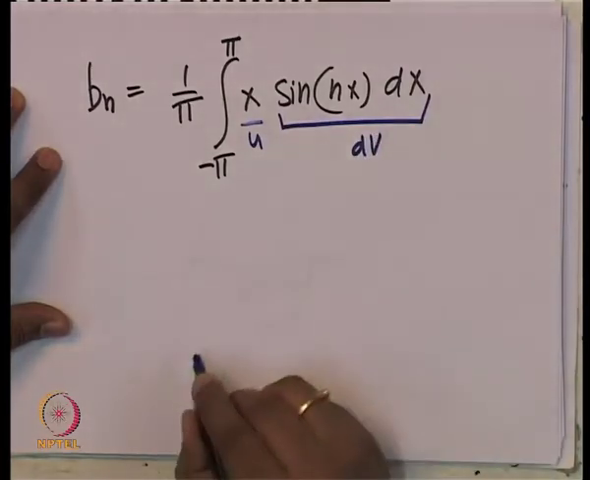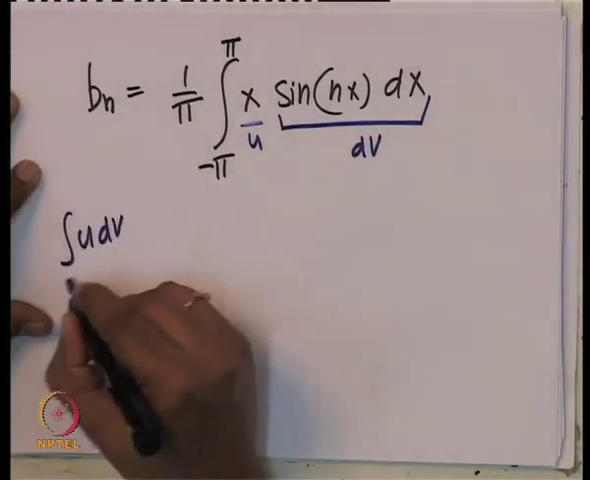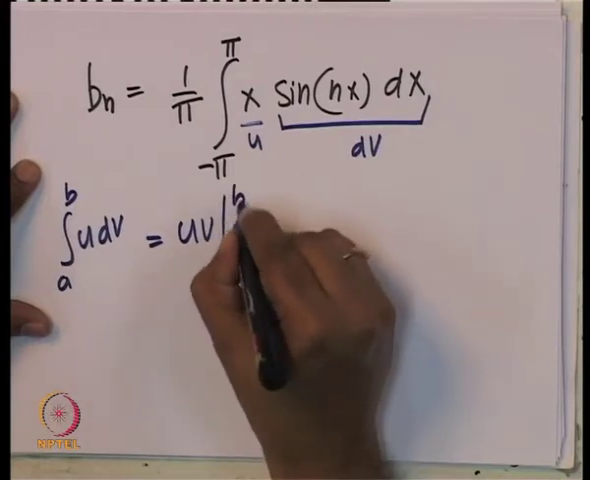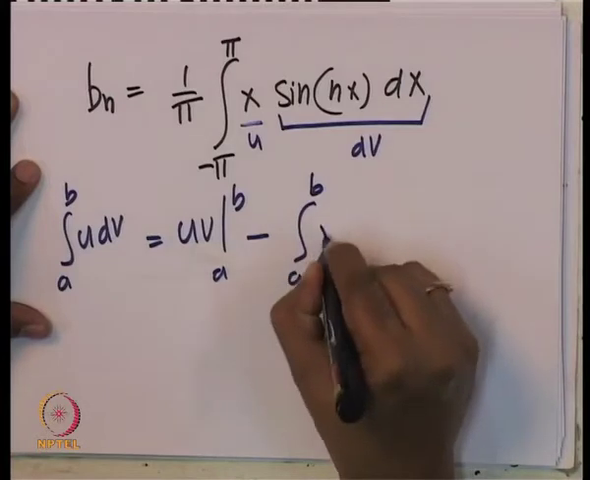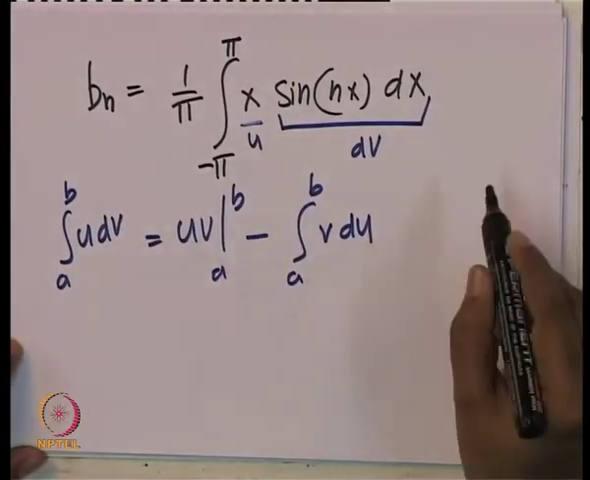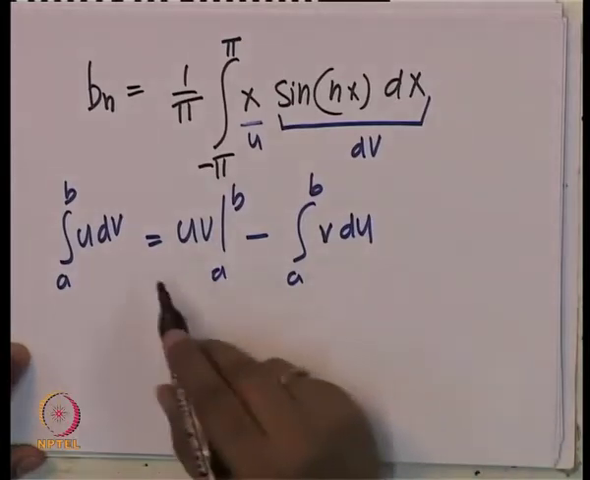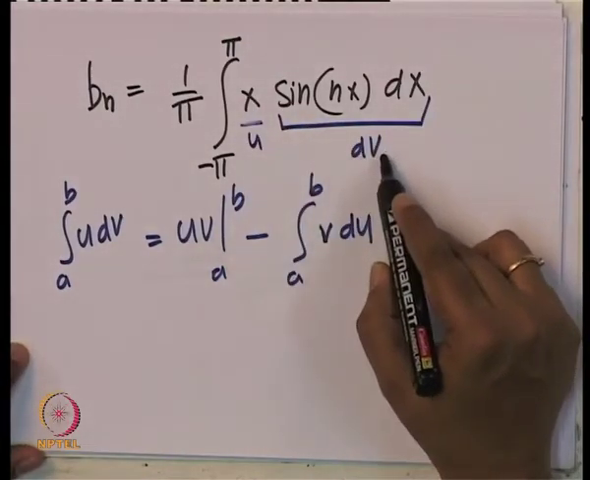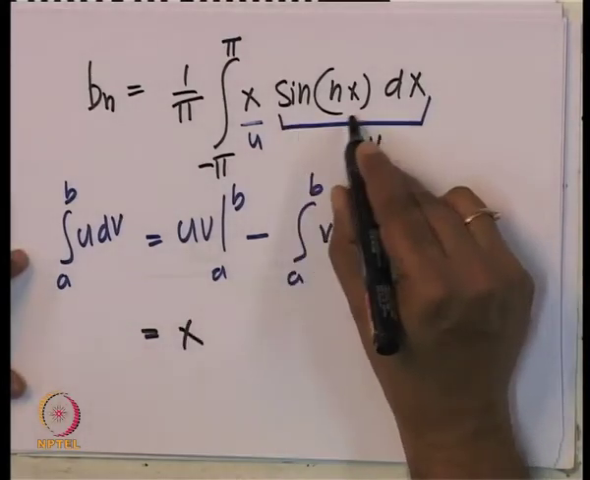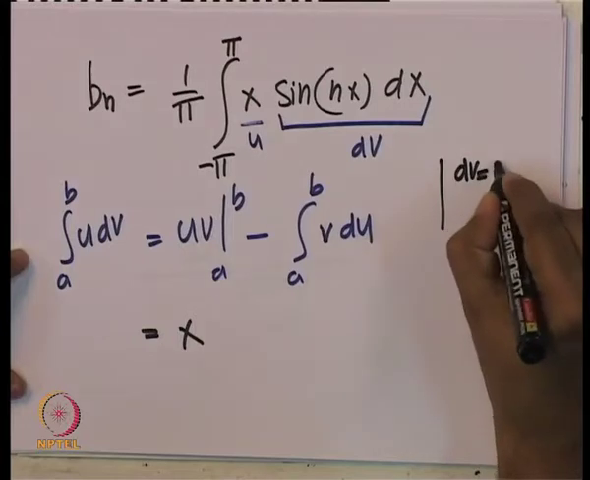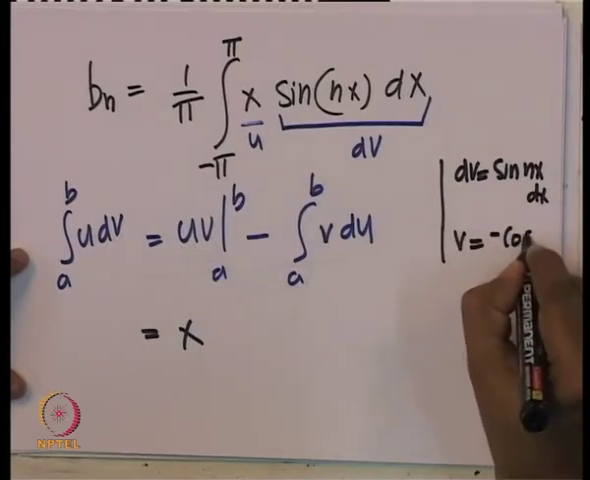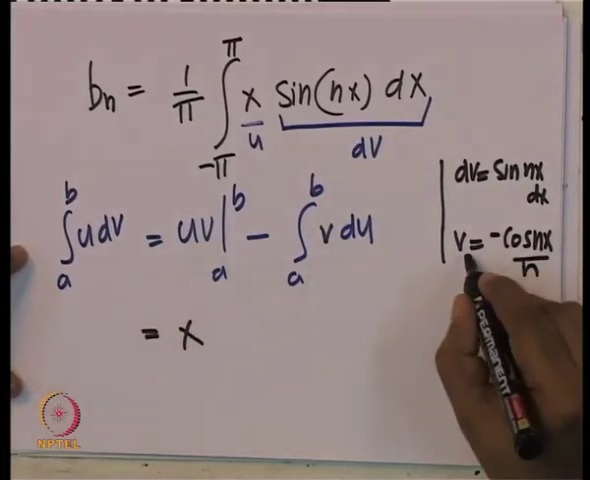Integral u dv from a to b is u v in the limits a to b minus integral a to b v du. This is the standard formula for doing such integrals, which we already discussed. If you apply this formula and take x as u and sin n x dx as dv, the answer is u into v, where u is x. If dv is sin n x dx, v has to be minus cos n x by n.